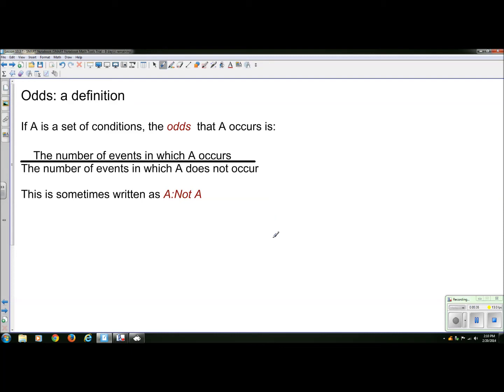Let's quickly talk about odds. If A is a set of conditions, the odds that A occurs is the number of events in which A occurs divided by the number of events in which A does not occur. And this is sometimes written as A colon not A. Let's look at an example.